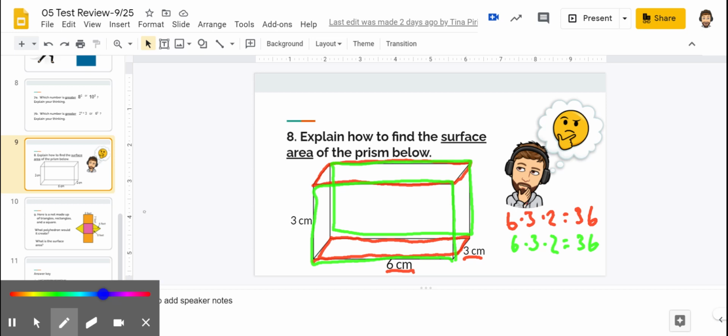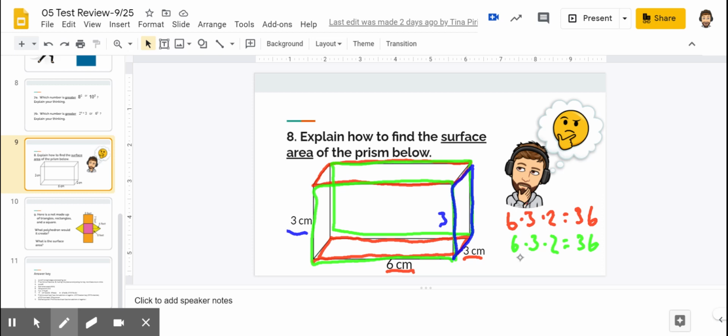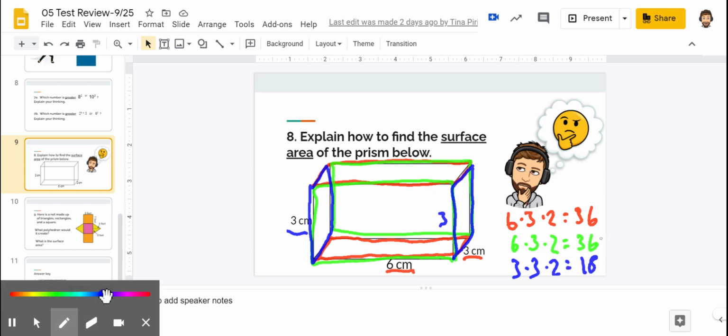And finally, we have a left and a right side. If this side of the front square is 3, then this side is also 3. And so the right side is a 3 by 3 square. This area is going to be 3 times 3, and there is an identical square on the left side here, so I'll double that area. 3 times 3 is 9, 9 times 2 is 18, and finally we would just add all 3 of these areas up to get us the total surface area of the prism.